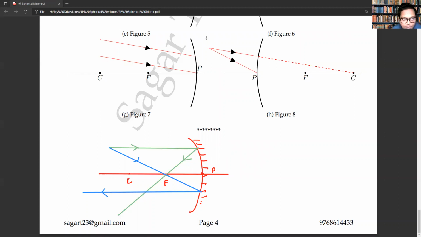And the third ray is a ray that passes through the center of curvature. The ray which passes through the center of curvature will come back. Okay, so these are the three rays which are called the three independent rays for a concave mirror. Now we will see for the convex mirror. Okay, this is the convex mirror.